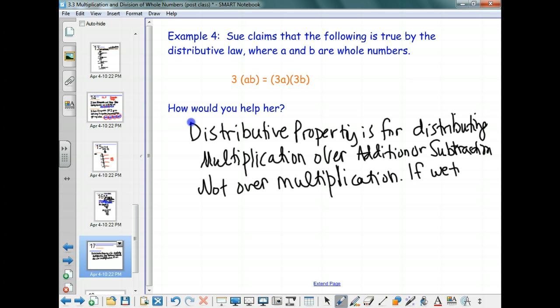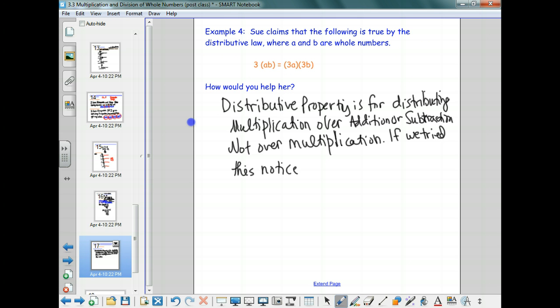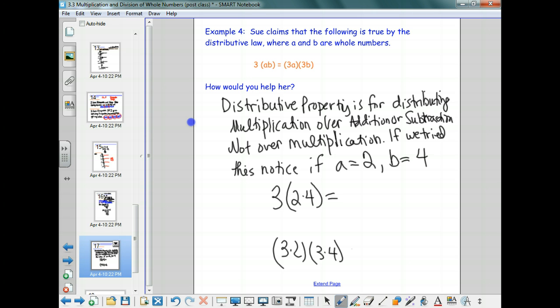If we tried this, notice, so somebody give me a number you want to use for A. 2. A is 2, okay, how about B? 4, sounds good. Then we'd have 3 times 2 times 4, and we'd have to try 3 times 2 times 3 times 4. So what is 2 times 4? 8, and then 8 times 3 is 24.